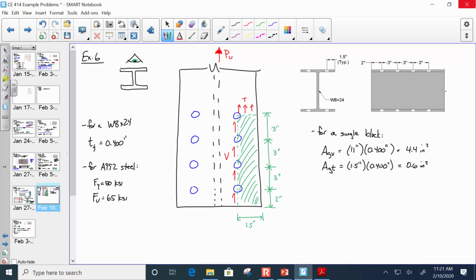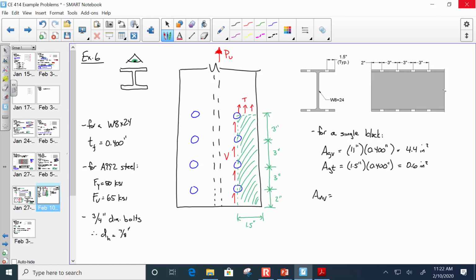Now, before we go into net area, I do want to bring one other thing up. We have 3/4 inch diameter bolts. Actually, I don't like that symbol because we confuse that with feet sometimes. So, 3/4 inch diameter bolts. So the hole diameter is 7/8 of an inch. Let's just go ahead and get that out of the way. All right. So far, so good.